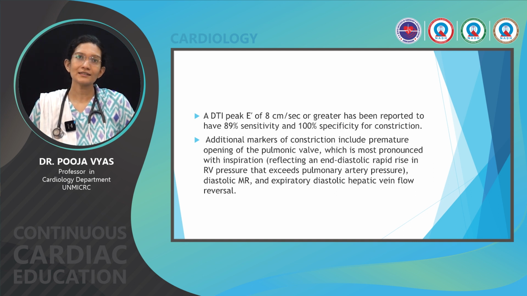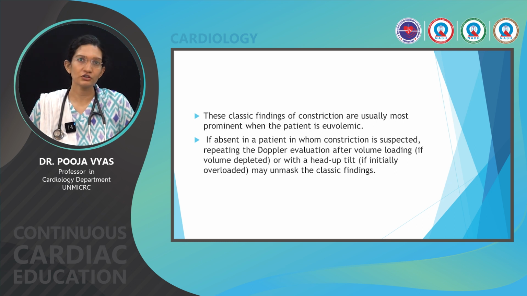So, this classical finding of constriction is usually most prominent when the patient is euvolemic. So if the patient is hypovolemic, we should load some volume and then check for the findings of pericardial constriction, and if the patient is overloaded, then head up tilt test helps in unmasking the classic findings.